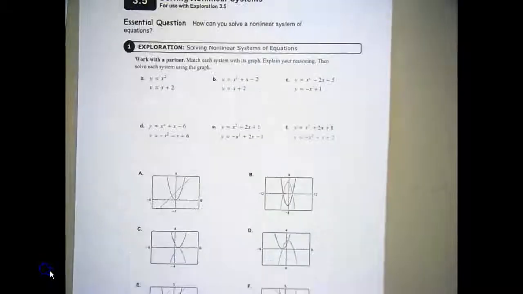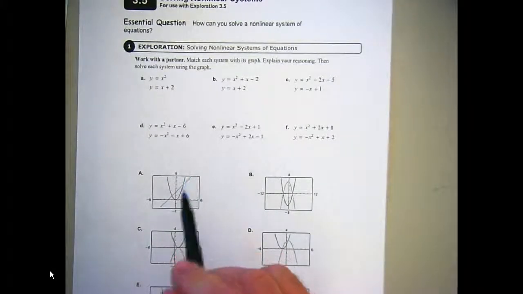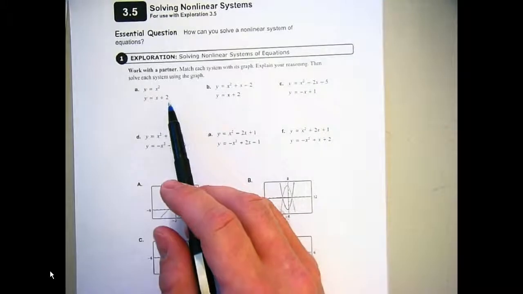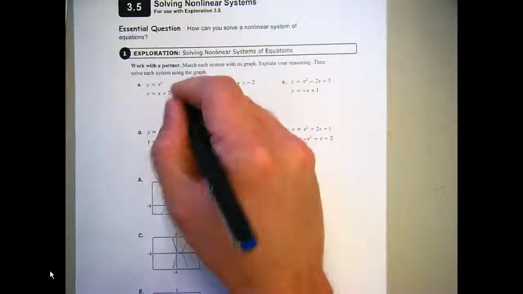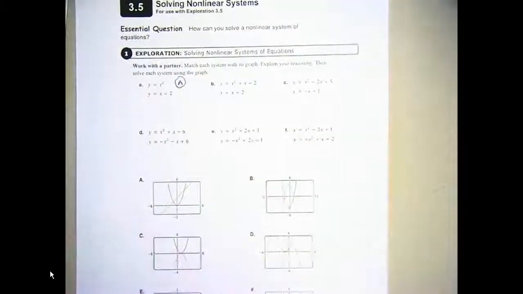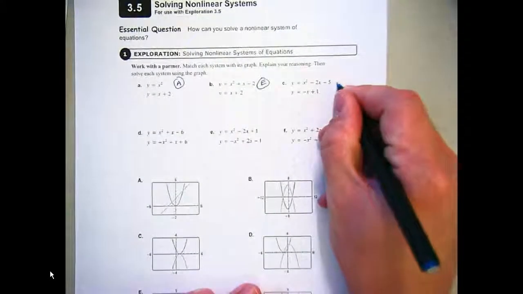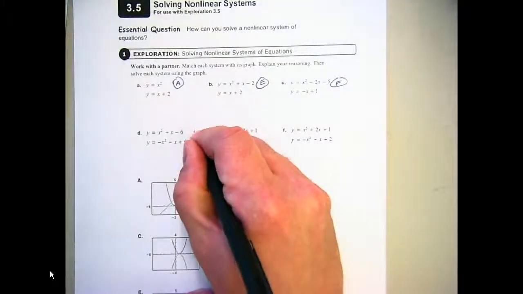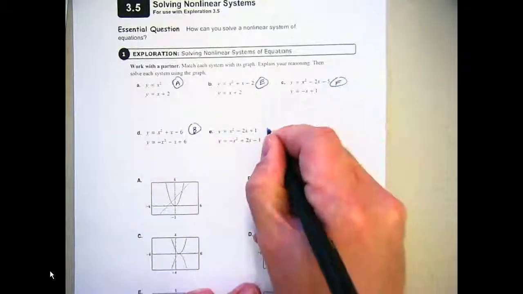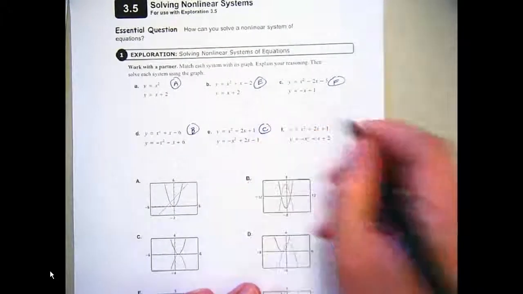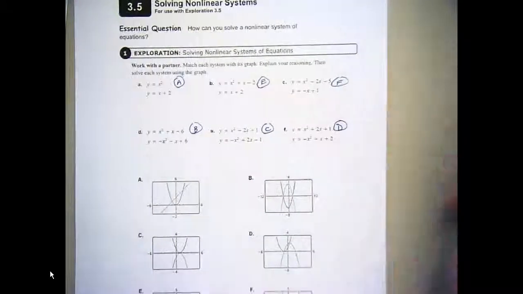Have a reason why. Okay, so A. Which graph does letter A go with? A. Now, if they're all that easy, it's going to be easy. How about B? E. Okay. C? F. D? E. C. All right. Very good.